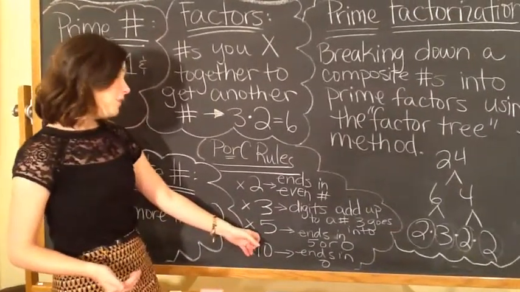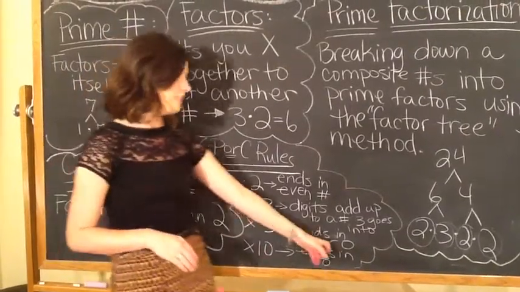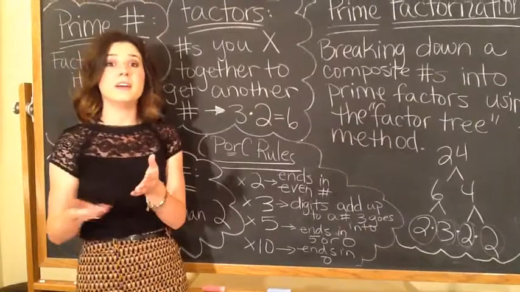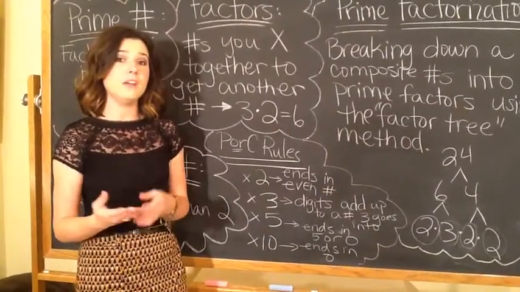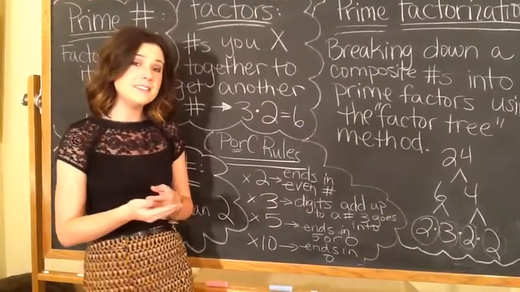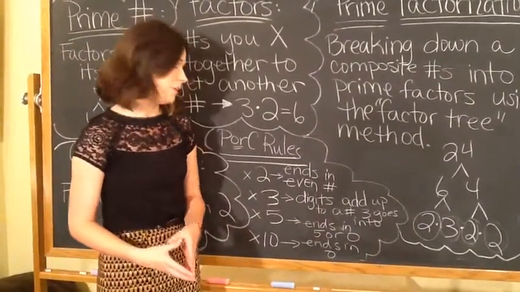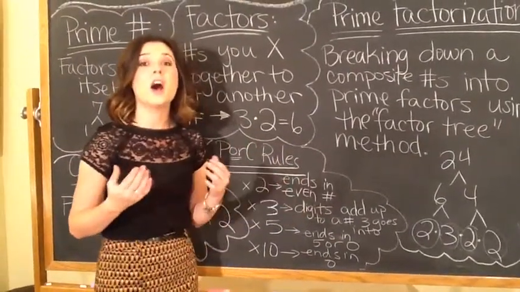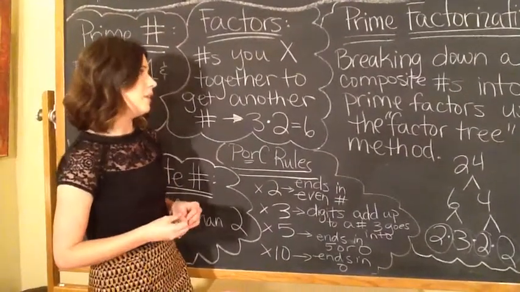Okay, if you want to know if 5 goes into a number, look at the last digit. Does it end in a 5 or a 0? So any numbers like 10, because 10 ends in a 0, so 5 goes into 10. 25, 5 goes into 25 because it ends in a 5. Now, in order to know if 10 goes into a number, it has to end in a 0. So 10, 20, 30, 40, 100, all of those numbers 10 goes into because they end in a 0.